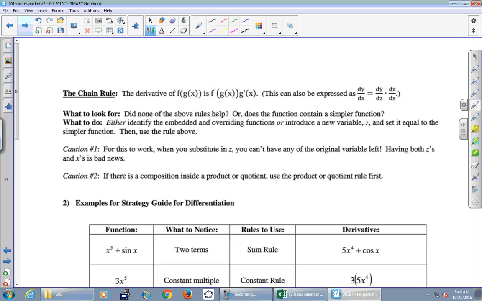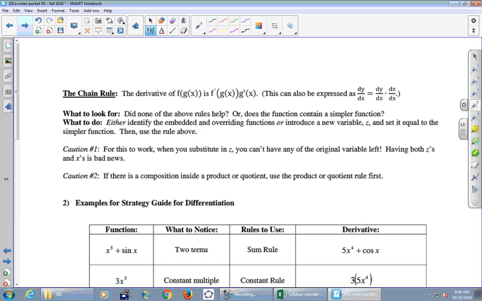And let's move on to the next page, which is the big one, the chain rule. So we've got our derivative formula written out for the chain rule in two ways, the composition of functions way and then the Leibniz notation way. So what are we looking for here? Well, if nothing in the above set of rules helped us, then maybe it is a chain rule.